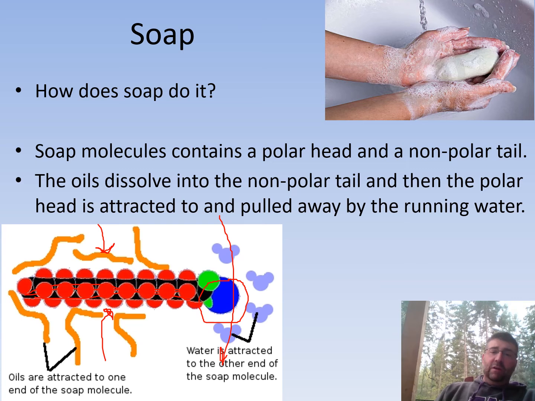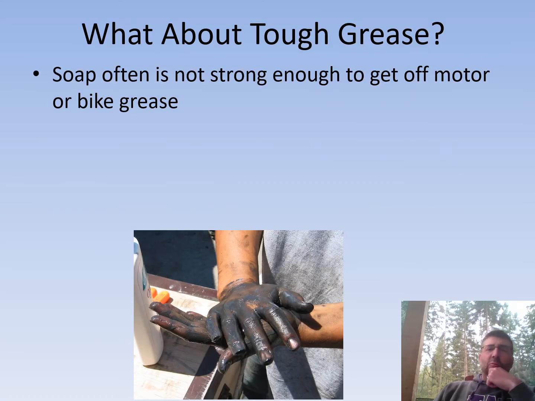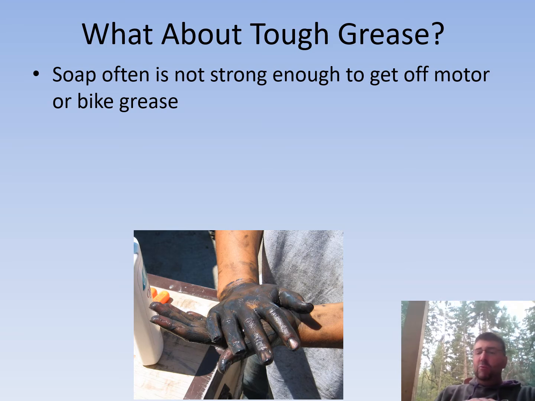So the oils dissolve into the nonpolar tail, while the polar head is attracted to and pulled away by the running water. So what about that really tough grease? I'm sure you've worked on a bicycle, maybe a car, you've gotten that really nasty grease that soap is just not getting off. How do you get that off of your hands if soap is not good enough for it?